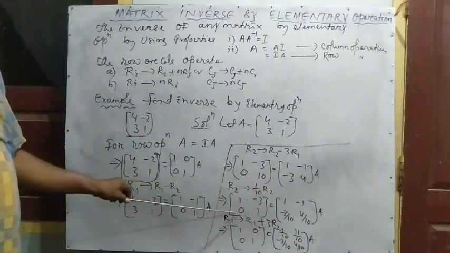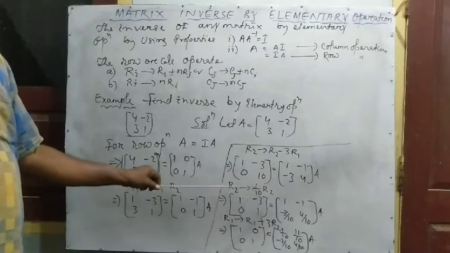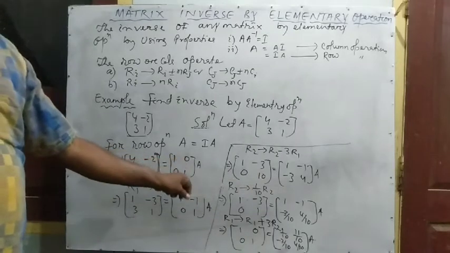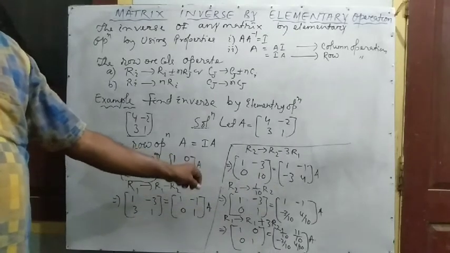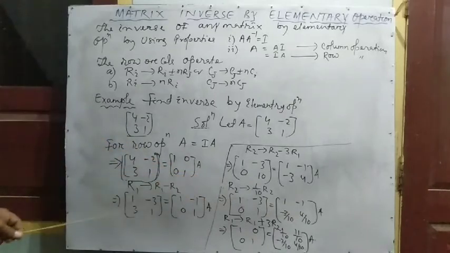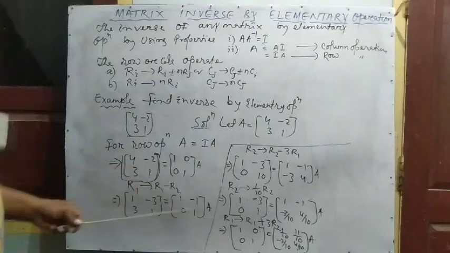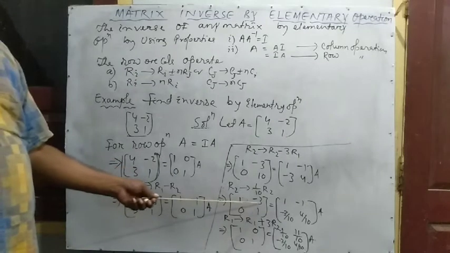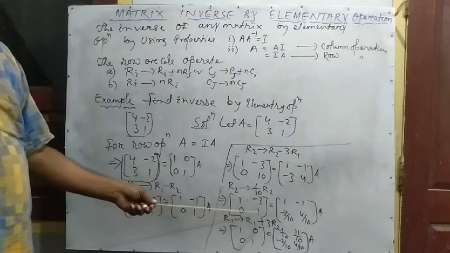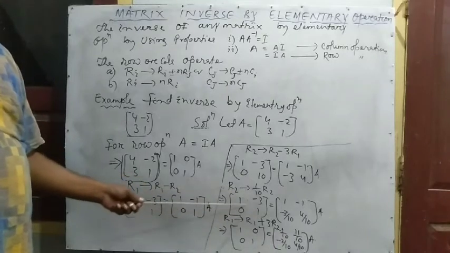Here 0 into 1 by 10 equal to 0. 10 into 1 by 10 equal to 1. Minus 3 into 1 by 10 equal to minus 3 by 10. And 4 into 1 by 10 equal to 4 by 10. And row 1 remains unchanged, because here only row 2 is written. Now we have to make this one equal to 0. 1 0 1 0. This one in this way you just make.